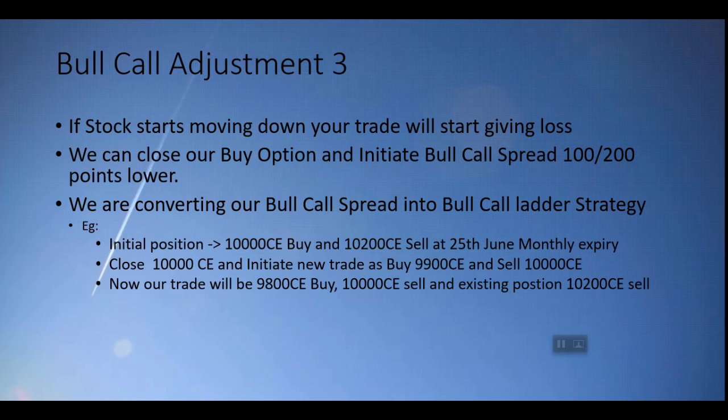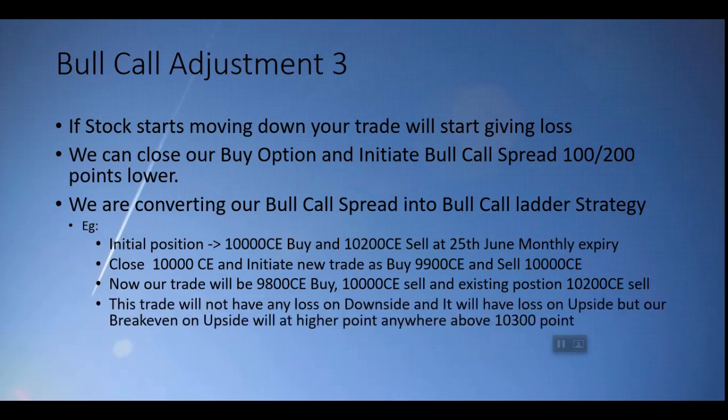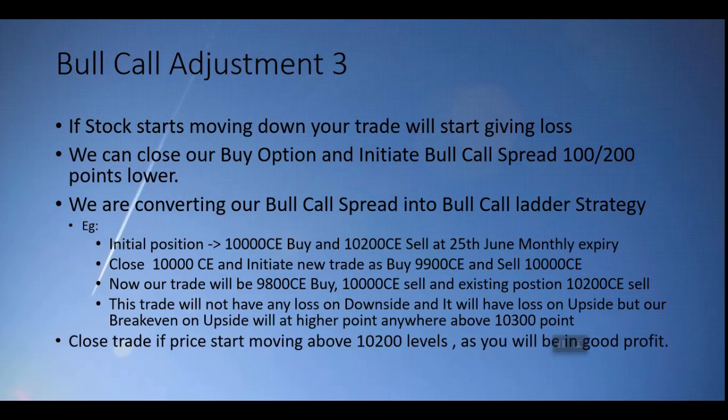In this case our trade will be in profit on the downsides, and even if it is moving too much upsides, we'll only get a loss above the 10,300 level. So if the stock price starts moving above that level, then anyhow we'll be in a profit in our bull call spread, which we initiated at 9,800 CE and 10,000 CE. In this case we should close our entire trade and move out of the trade with a good profit.